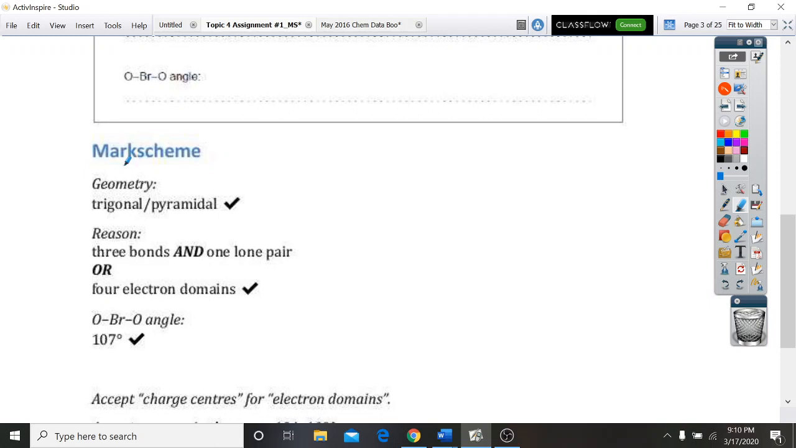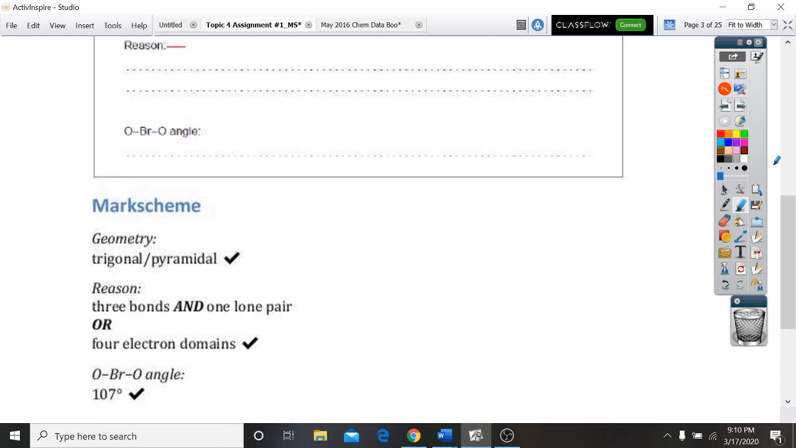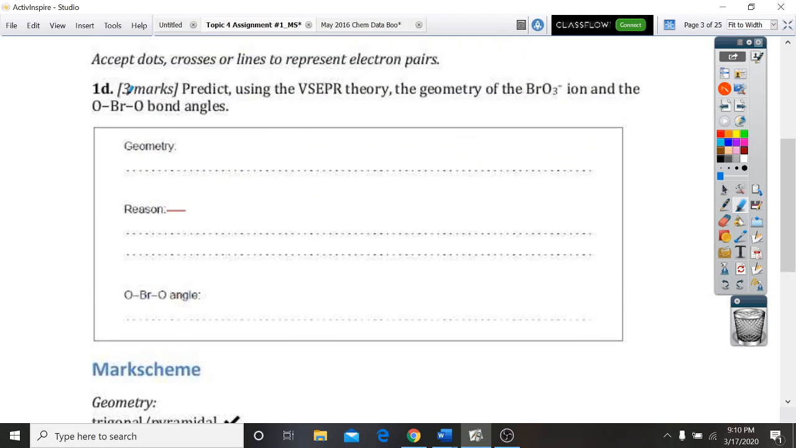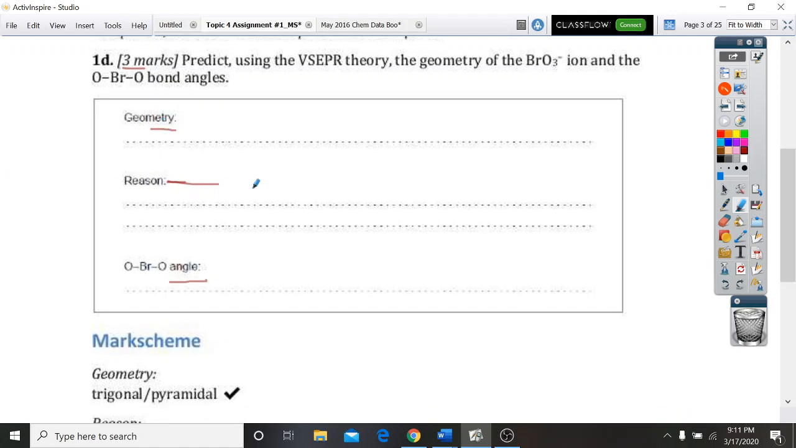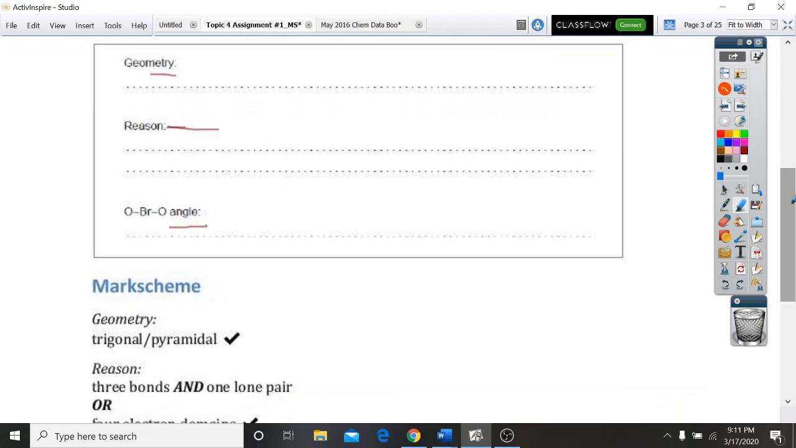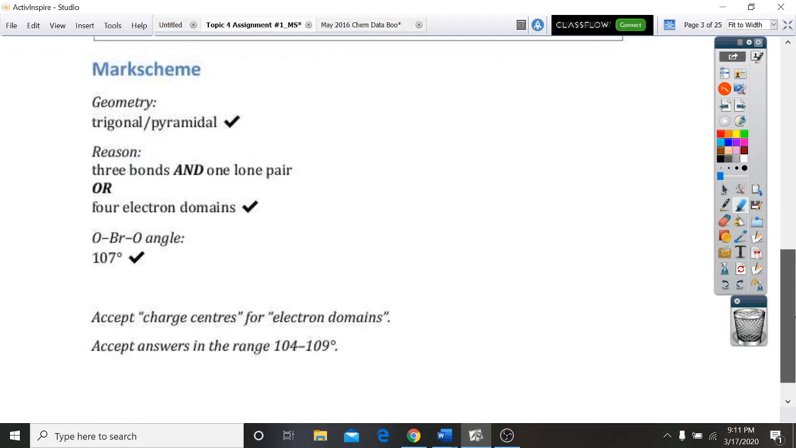I'm sure that these were easy for you. I just wanted to point out that here when they say reason, especially given that I see it's only 3 marks, I figure I just have to give this answer, and then a quick answer here. All they're looking for is, why is this going to be pyramidal? Well, it's pyramidal because even though it has 4 domains, those 4 domains are made up of 3 bonding sites and just 1 lone pair. So that's all they're looking for. You didn't have to go into any other depth there.